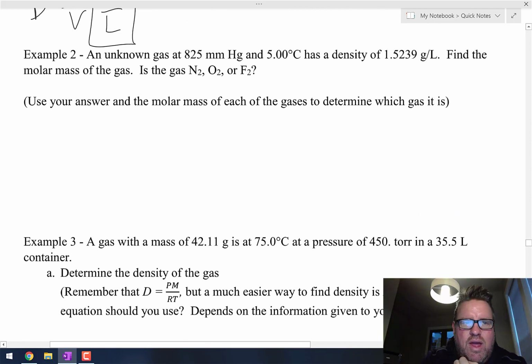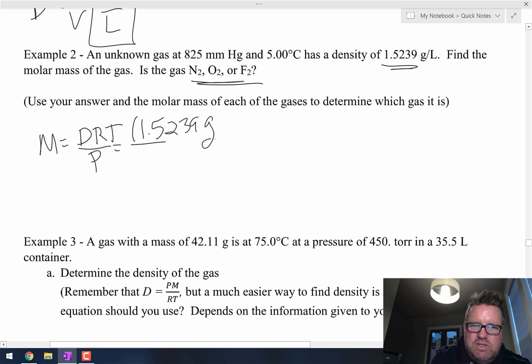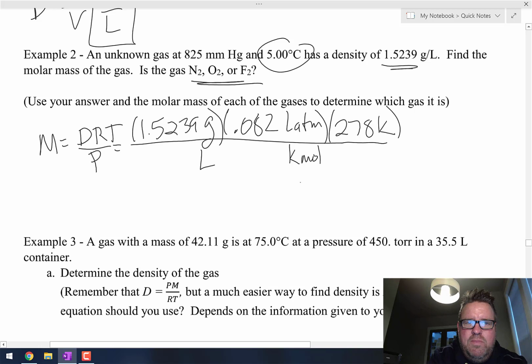Okay, example number 2 says an unknown gas at 825 millimeters of mercury, 5 degrees, has a density of 1.5239. Find the molar mass of the gas and then tell me what gas it is. So the molar mass equation, remember, is dRT over P. So the density in this case is 1.5239 grams over liters. R is 0.082 liters atmospheres over Kelvin mole. The temperature is 5 degrees Celsius, so that's 278 Kelvin. And the pressure is 825 divided by 760, and that'll get me to atmospheres.